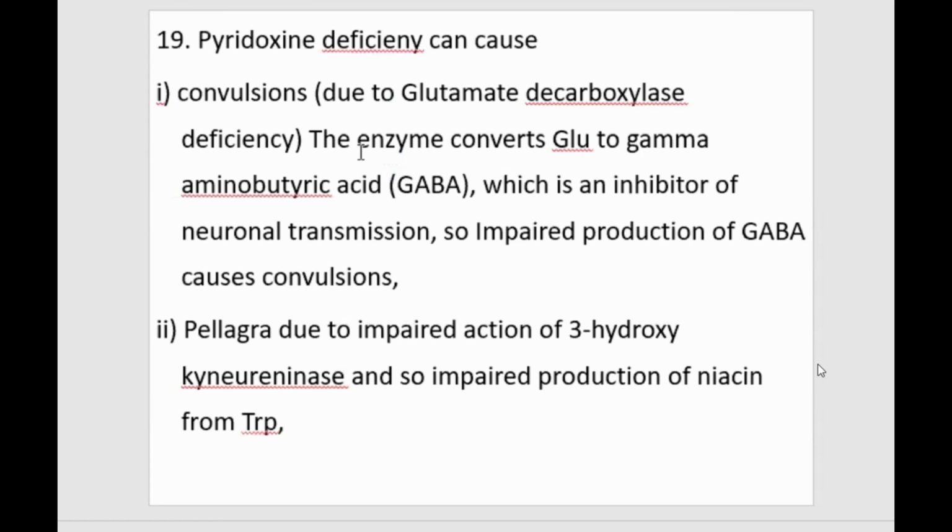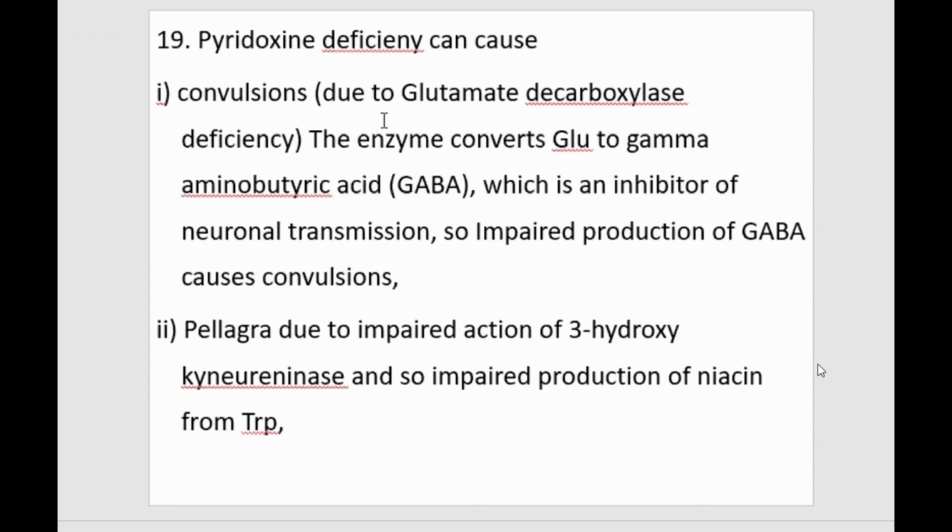Pyridoxine deficiency can cause convulsions due to glutamate decarboxylase deficiency. So GABA is not formed. This GABA that is produced is an inhibitor of neuronal transmission. So now neuronal transmission is not inhibited, so there will be convulsions. It is a result of accumulation of glutamate. So glutamate decarboxylase is deficient, and the gamma aminobutyric acid cannot be formed, which is an inhibitor of neuronal transmission. So there is no inhibition of neuronal transmission, increased neuronal transmission leading to convulsions.